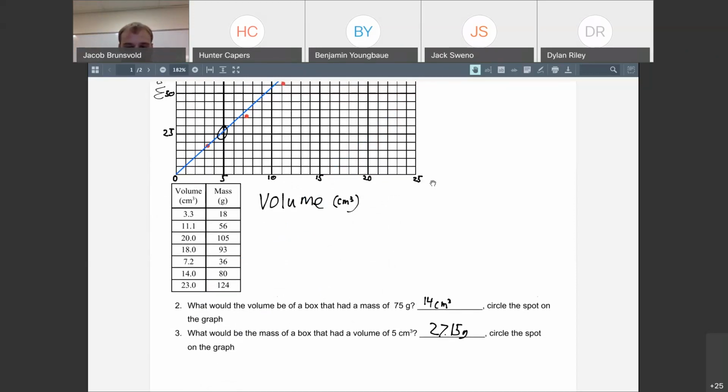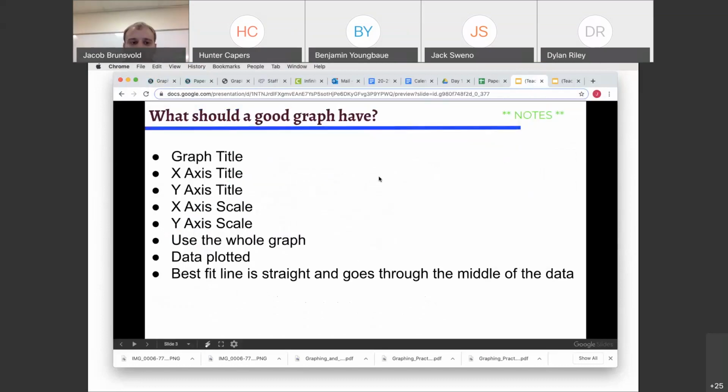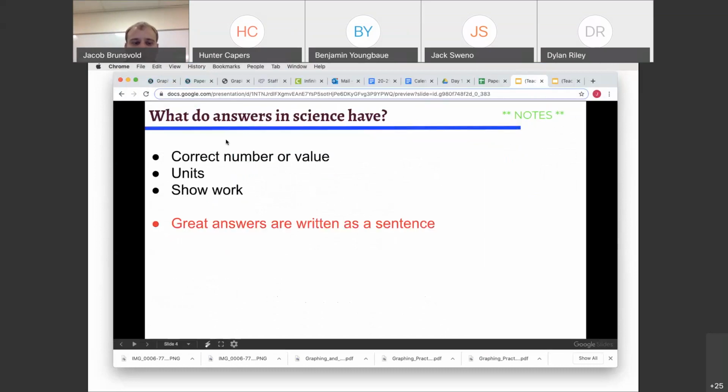So now let's take a minute and go back to the presentation. Okay. So I had you make a graph on this. I also had you answer some questions, right? And so what do good answers in science have? Well, they should have the correct number or value. Most of you did that correctly. Some of you need to make some corrections to your number or value. That's no big deal.